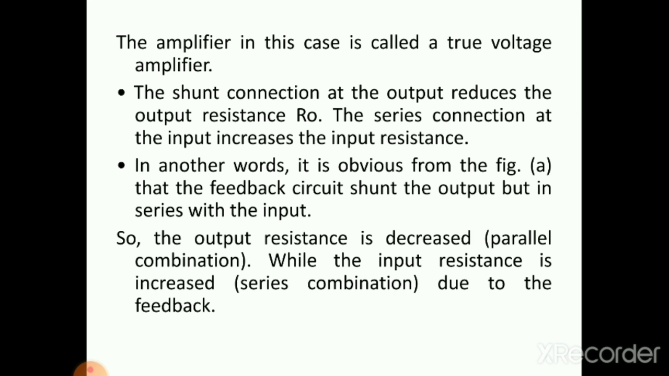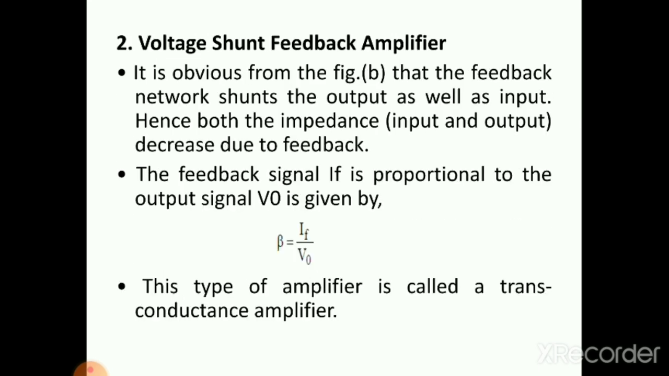In other words, it is obvious from the figure that the feedback circuit shunts the output but is in series with the input. So the output resistance decreases because of the parallel combination, while the input resistance is increased, that is the series combination, due to the feedback.